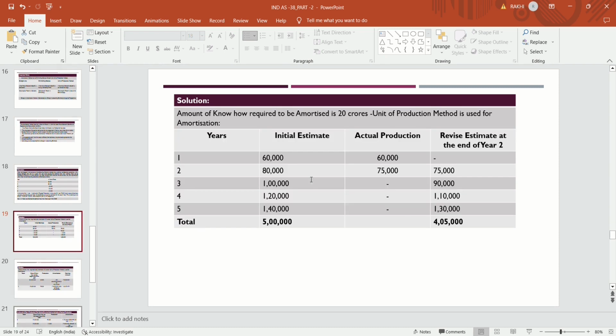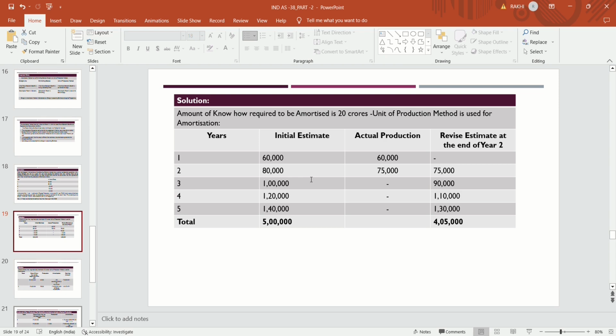So, as they had revised their production at the end of year 2, firstly, the amount of know-how required to be amortized is 20 crores, and the unit of production method is used for amortization purposes, because unit-wise data was given in the question. The know-how amount is amortized over the units of production. So initially the estimate is year 1 60,000, year 2 80,000, year 3 1 lakh, year 4 1,20,000, year 5 1,40,000. Total initial estimate is 5 lakhs.